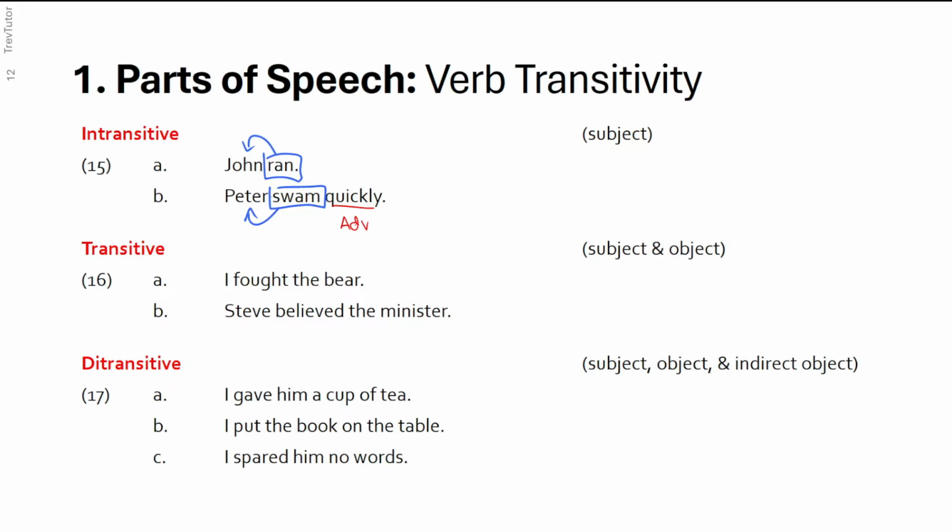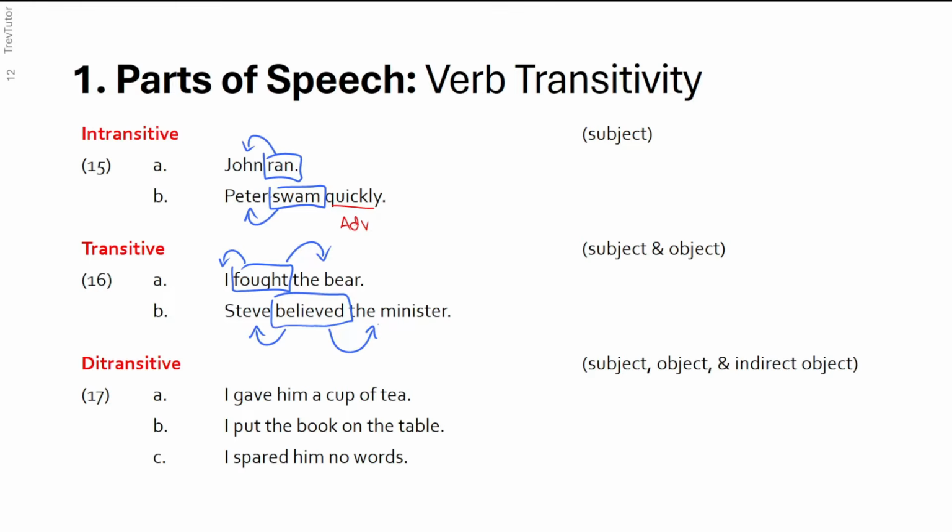Transitive verbs will have subjects and objects. So in the case of fought, I am the one doing the fighting. And what am I fighting? The bear. So there's a connection between the subject and object, and the verb is telling us what that connection is. In the case of Steve believed the minister, Steve is the believer, and the minister is the one who is being believed. So someone is believing someone else. That is subject and object.